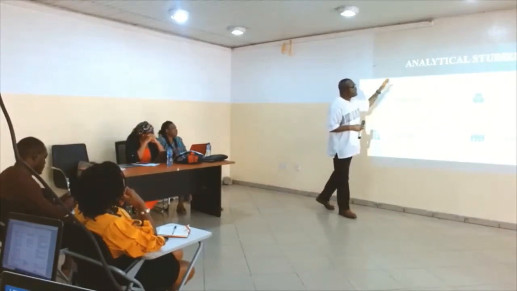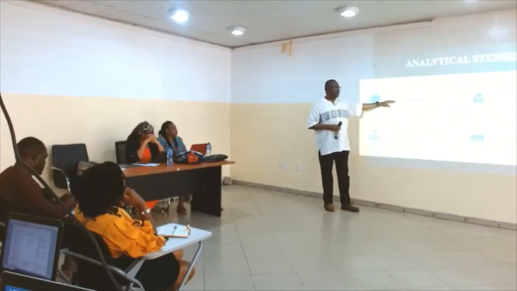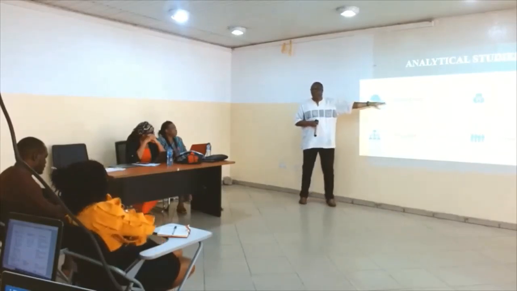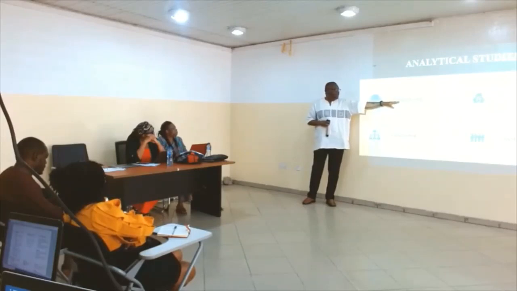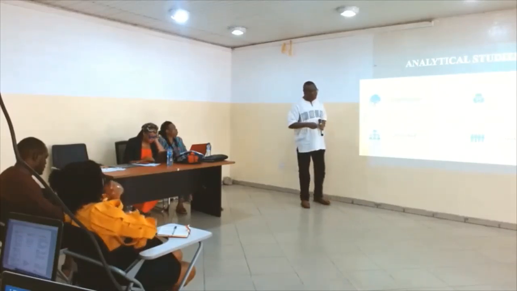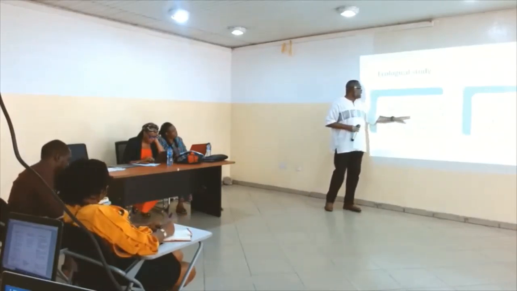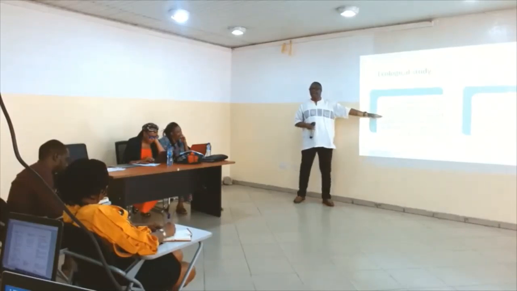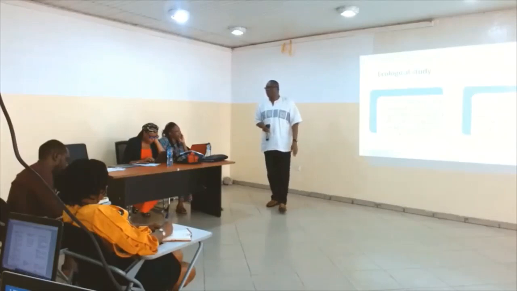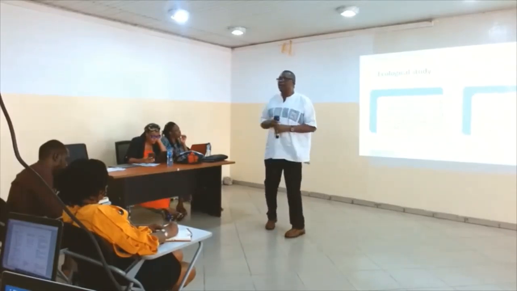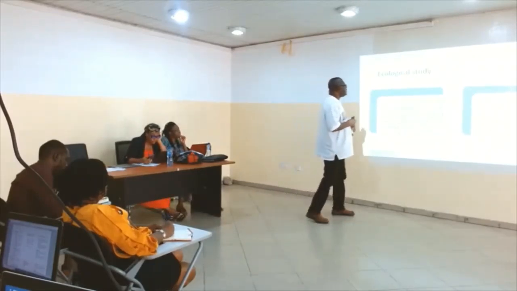So the analytic study we talked about could be ecological, case control, cohort, and cross-sectional. Ecological is also an observational study, but the difference is that with an ecological study, we are not talking of individuals, we are talking of populations. It is defined by the level at which data are analyzed, namely the population level. You go to a community and observe what is happening, and you report it at the community level, not at the individual level like you do in a case control study.